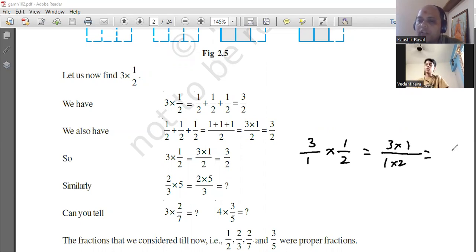What is 3 into 1? 3. So this does not change anything, right? But what will be the final answer? 3 by 2. Convert it into a mixed fraction. Do it.